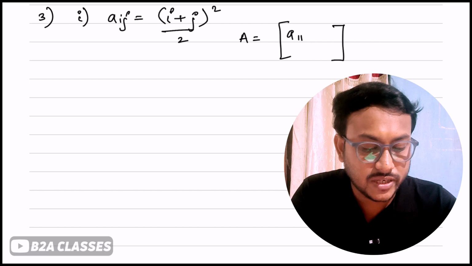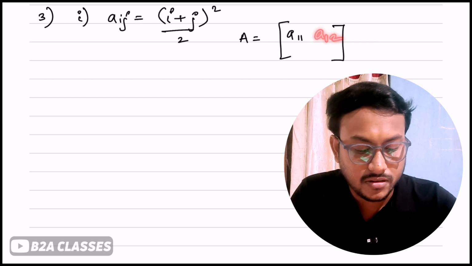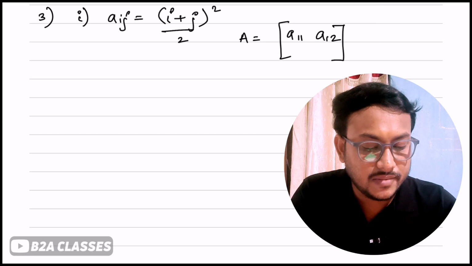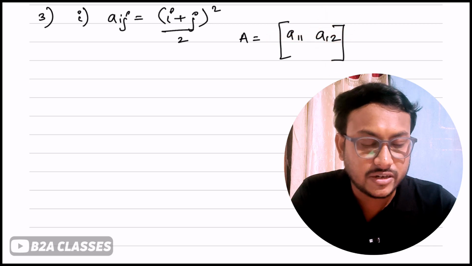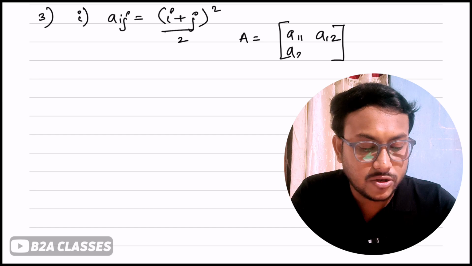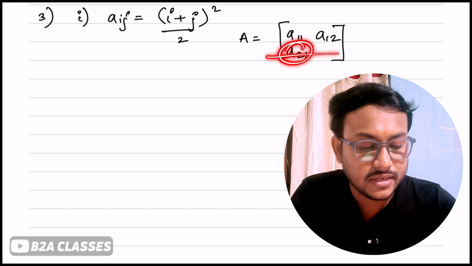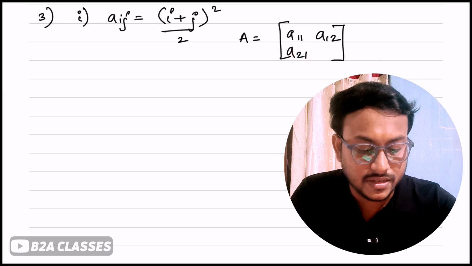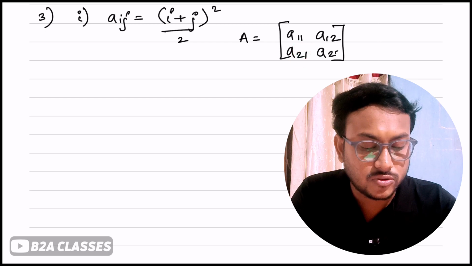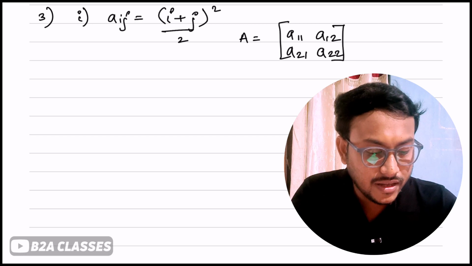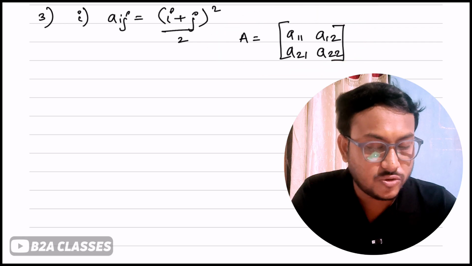Similarly, the element next to it will be A12. Why 12? Because the element next to it is in the first row and in the second column. So first row, second column means 1 2. Now the element below the first element will be A21, because this element is in the second row and first column. So second row, first column means 2 1. The element next to it will be A22, because this element is in the second row, second column. Now this is the general form of the 2 by 2 matrix.